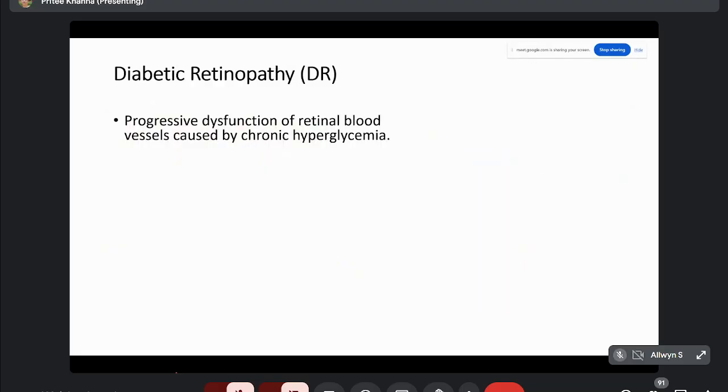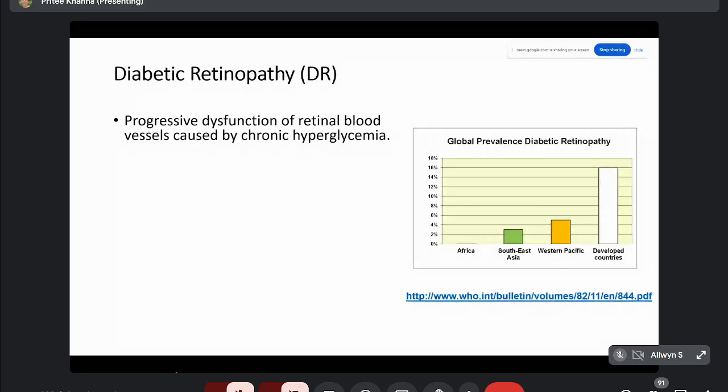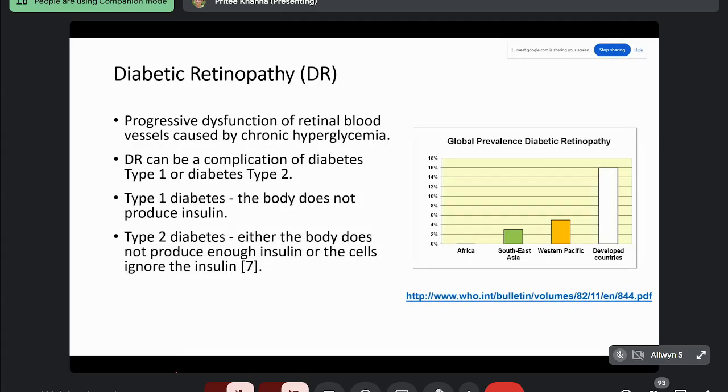Now when we talk about diabetic retinopathy, you can see that the blood vessels are being affected. They develop dysfunction, and that is actually caused by sugar, that is, diabetes. You can see in this picture that it is too much, even in developed countries. This is a more prevalent problem.